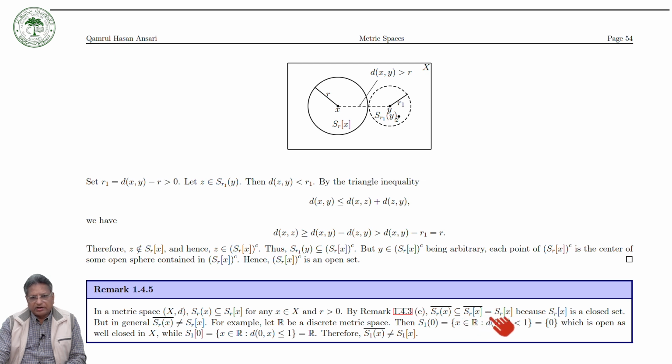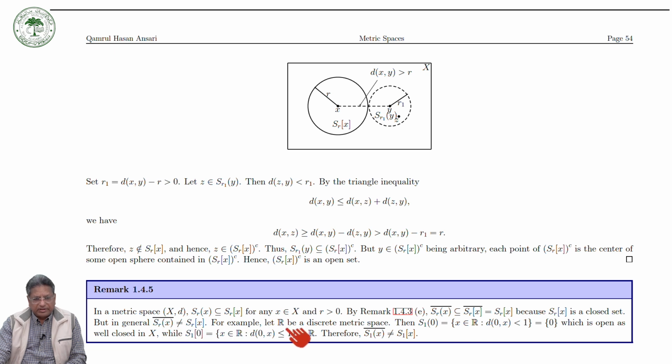But the closure of a closed ball is equal to itself, because the closed ball is closed. So the closure of an open ball is a subset of the closed ball. It is not equal to it. From here you can see that the closure of an open ball is a subset of the closed ball, but it is not equal. So the closure of this is not equal to this.